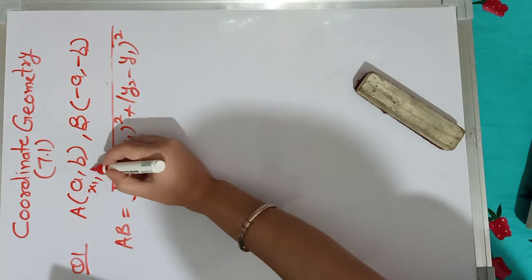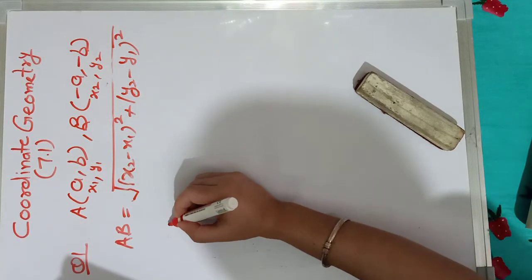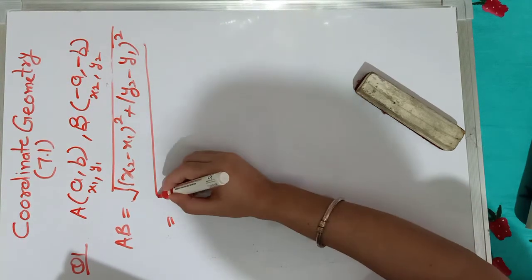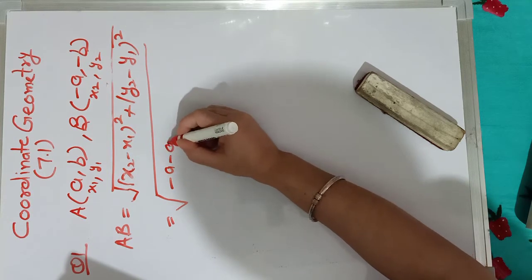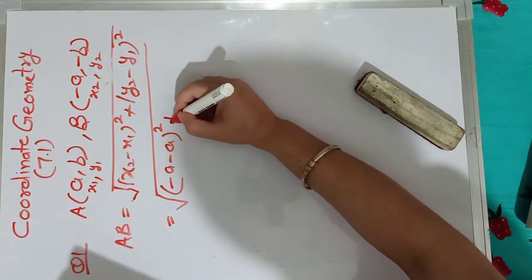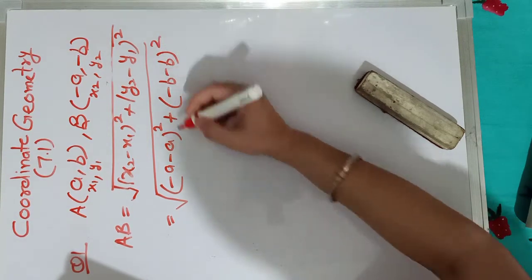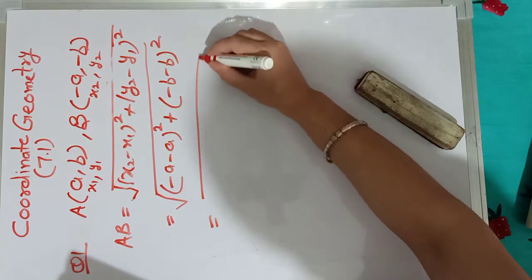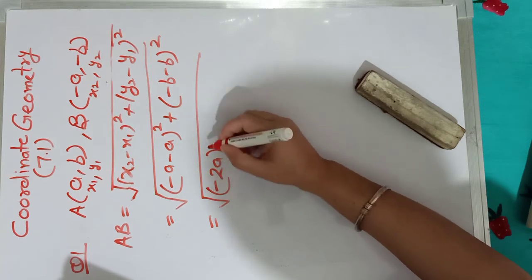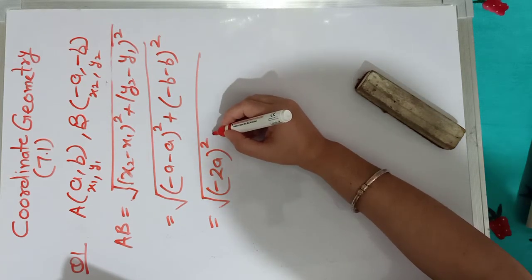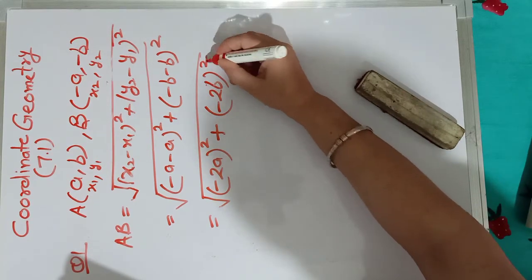Mark here x1, y1, and let this be x2 and y2. Then x2 minus x1 whole square, that is minus a whole square, plus minus b whole square. Yes, minus a that will give you minus 2a square, plus minus 2b square.